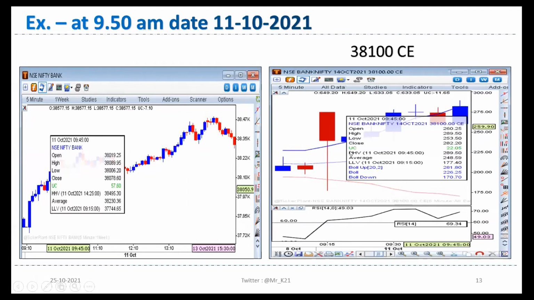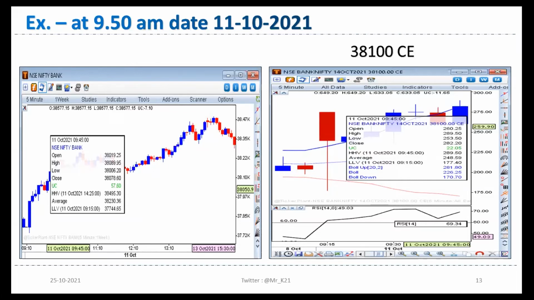Now it is change. UC means change of that particular candle. So here you can see the 38,100 call, based on our spot Nifty closing at 38,078. We come out with the answer 38,100 call and put. On the call side, we can see my RSI trading at 69, so it is satisfying our first condition that my RSI is greater than 60.